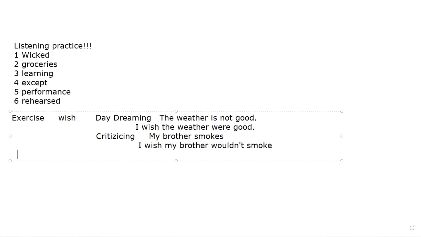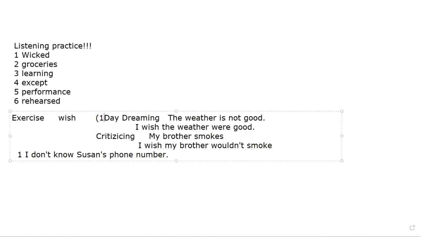Ready? Yes. Okay, well, let's continue. In this exercise, I will give you some situations that I need you to express with wish. For example, I don't know Susan's phone number. Okay, so this is my situation 1. I don't know Susan's phone number. What do you think I probably wish? Don't tell me the answers. We are going to start working with this one. Number 1, daydreaming. We will begin with this.